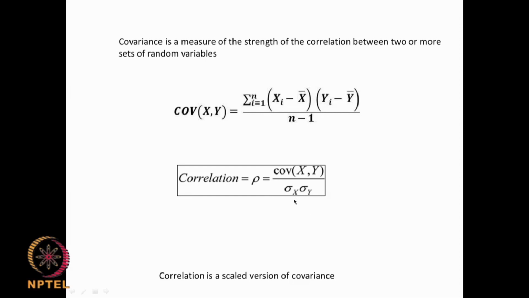What is sigma x? Sigma x square is the summation of xi minus x bar square divided by n minus 1. What is sigma y square? The summation of yi minus y bar square divided by n minus 1. Okay. So, correlation is a scaled version of covariance. You are scaling it down with respect to the sigma, that is standard deviation x and standard deviation y. Okay.